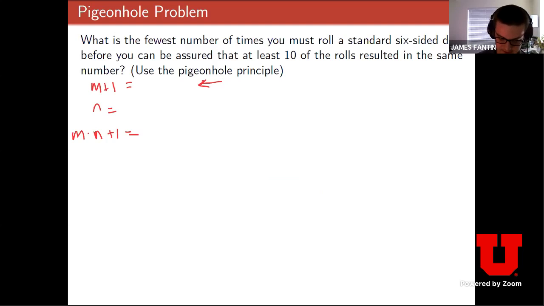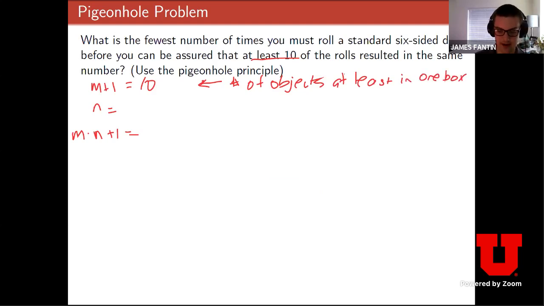Yeah, somebody put it, so the value here is 10, and this 10 represents the number of objects at least in one box. Somebody else said, yeah, we want 10 rolls to be in the container. So m plus 1 is equal to 10. And then can somebody give me the value for n in this case?